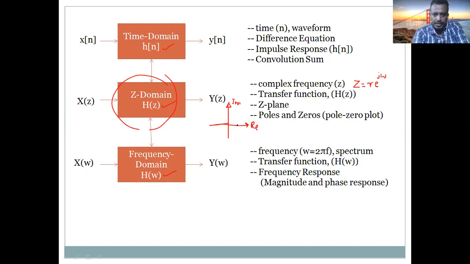So you can increase frequencies. This is positive frequency on this side and negative frequency this side. This circle is a unit circle where magnitude R is equal to 1, right? So when you increase the frequency, it will go like this, it's circular. So this is the Z plane. We'll discuss this using examples. Z plane.